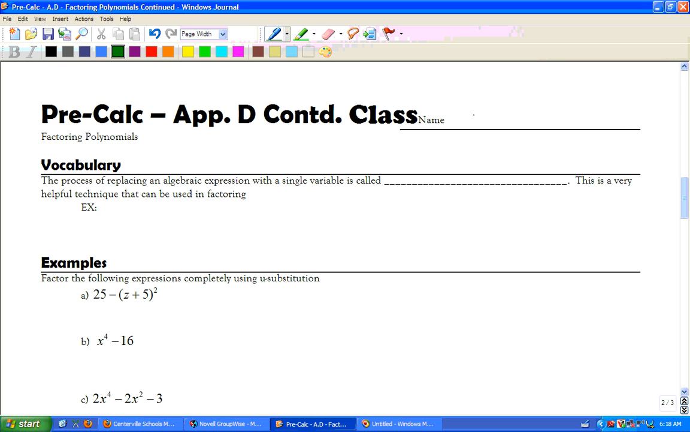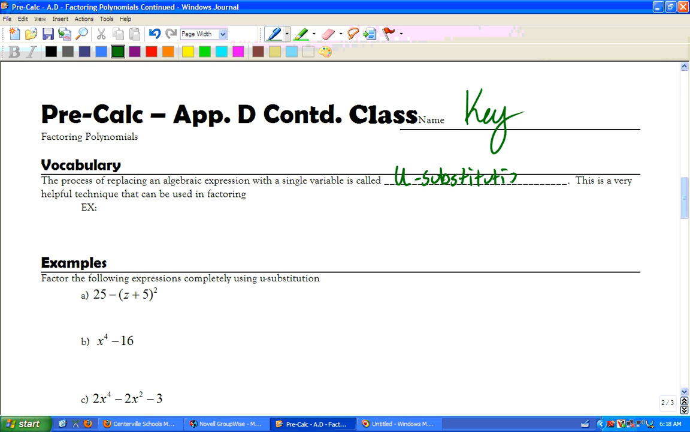Welcome back, pre-calculus students. Right now we're going to be looking at a tool that's very useful in pre-calculus, especially in factoring, but it also happens a lot in calculus, and that's kind of why we're going over it. It's kind of setting you up for the class you may be taking next year. It's the process of replacing an algebraic expression with a single variable. This is called U substitution.